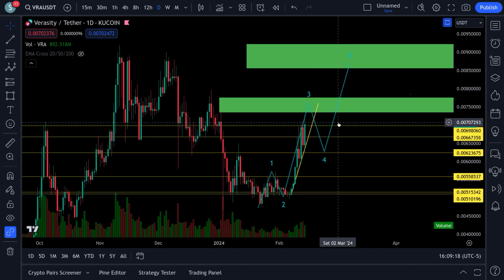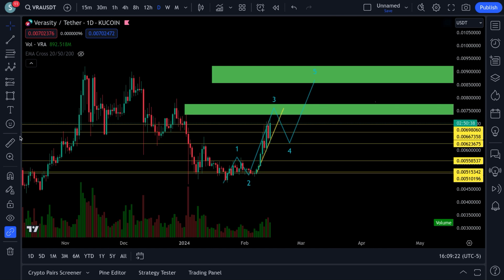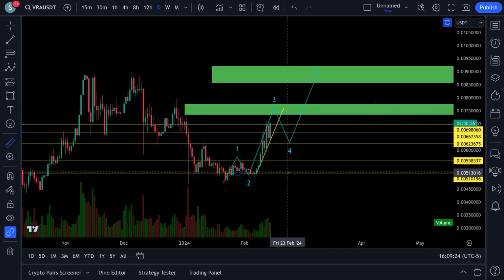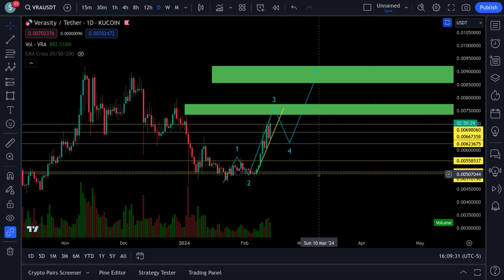But we have gotten this move up, and Verasity, from the bottom, since we started this move up here, has moved up almost 40% from the bottom. So looking good. Definitely keep an eye on Bitcoin, guys.